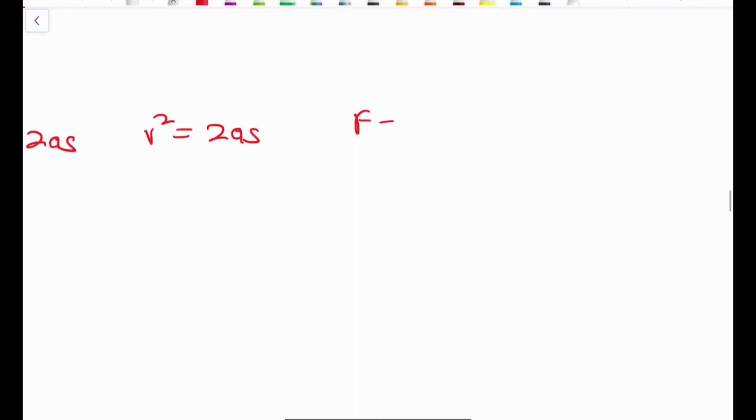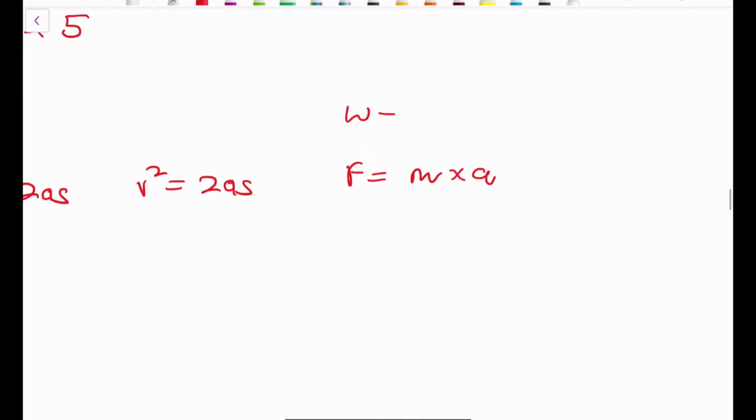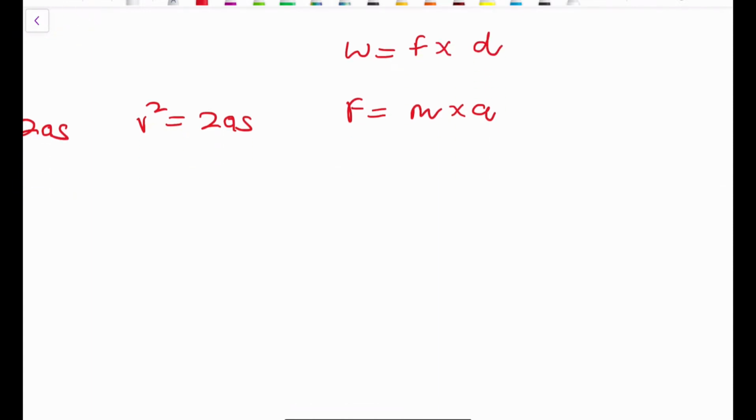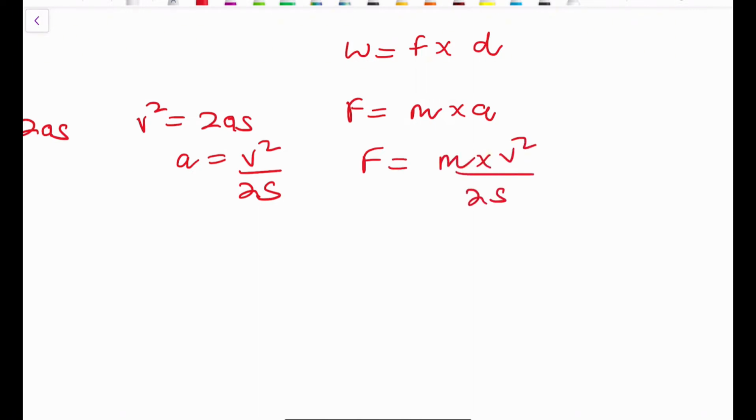But I know that F is going to be equivalent to my mass multiplied by acceleration, because my work done is my force multiplied by my distance, right? So from this expression, I know that my acceleration is going to be v squared divided by 2s, as you can see here. So your value of F is going to be your mass times v squared divided by 2s. And we can literally substitute this value over here.